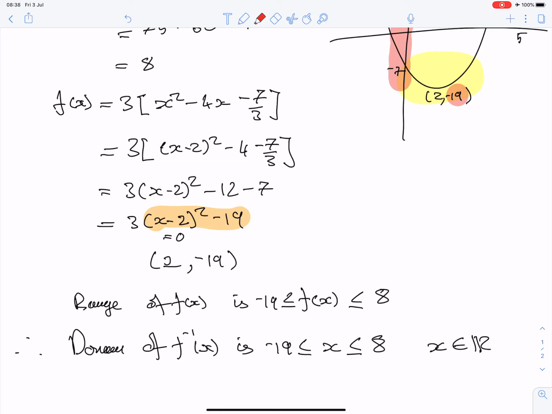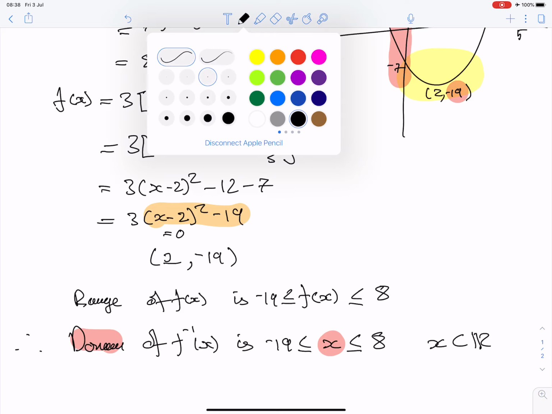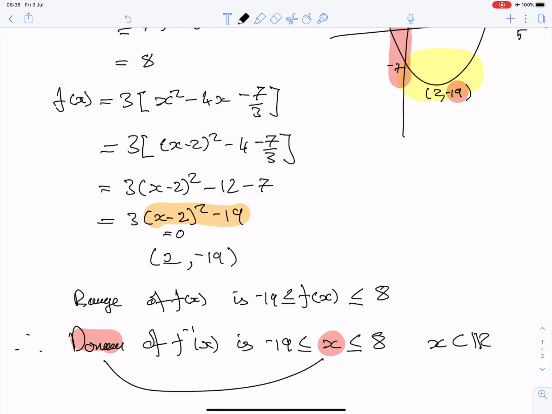Notice the fact that this has to be x now. This has to be x because we're doing a domain, and x's are the input values. These are inputs, and therefore it's x, even though we're talking about the inverse function.